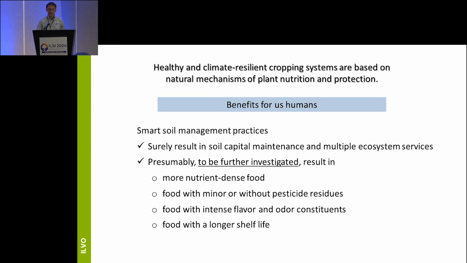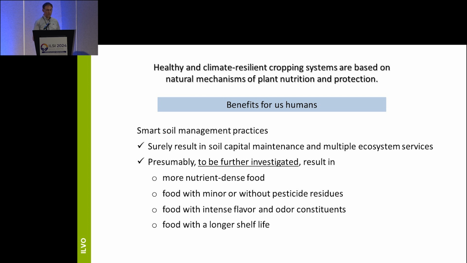All these smart soil management practices will surely result in soil capital maintenance and in multiple ecosystem services, such as retention of nutrients, good water management, retention of soil biodiversity, and presumably, to be further investigated, more nutrient-dense food, or food with minor or no pesticide residues, because you have in these systems a good natural control of pests and diseases.